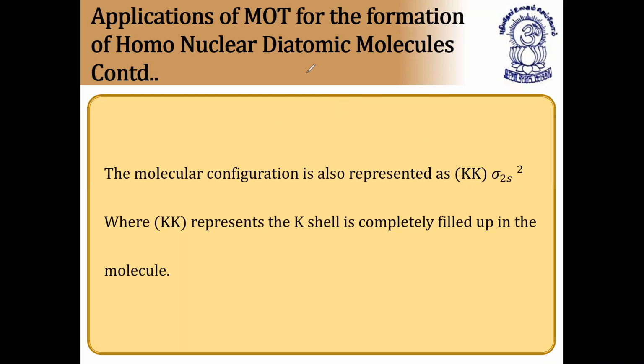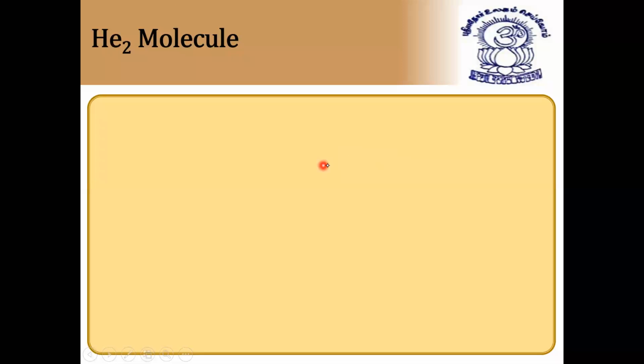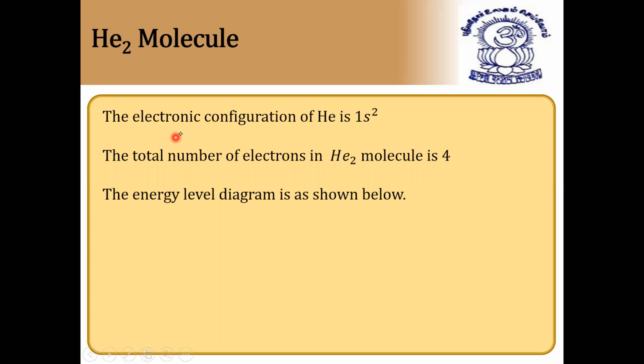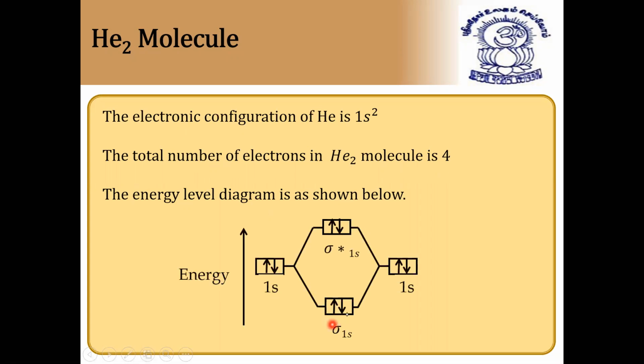Next, the helium molecule. Let us see. The electron configuration of helium is 1s2. Already we know. The total number of electrons in the helium molecule is 4. The energy level diagram we can write is sigma 1s is 2, sigma star 1s is 2. Simple. So this is the energy level diagram.